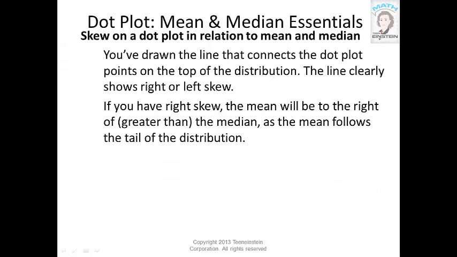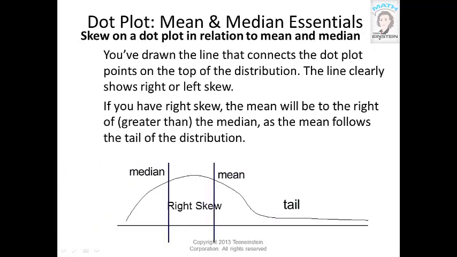Okay, mean and median: how will they appear in a dot plot? You draw a line that connects the dot plot points on the top of the distribution. Just now we drew some curves. The line clearly shows right or left skewed, so easily we can identify it. If it is right skewed, the mean will be to the right of, greater than, the median. The median will be on the left side. If it is right skewed, that means positively skewed, and the mean will be on the right side.